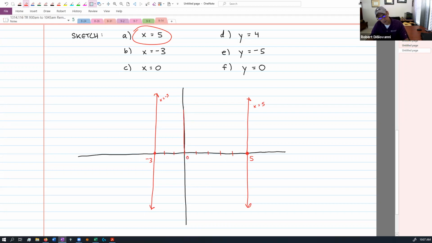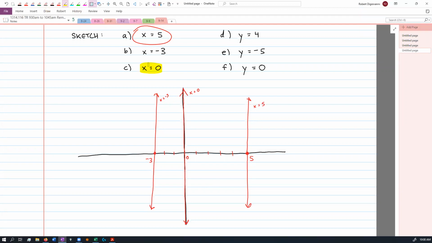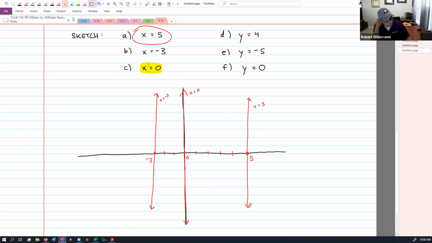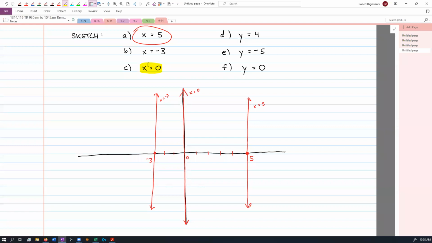What is another name for that line I just drew? Isn't that also the y-axis? Right. The y-axis is actually the same as x equals 0. So x equals 0 is equivalent to the y-axis. They're both vertical lines right through the center of the graph. So that means C and F would be the same, right? X equals 0, y equals 0.